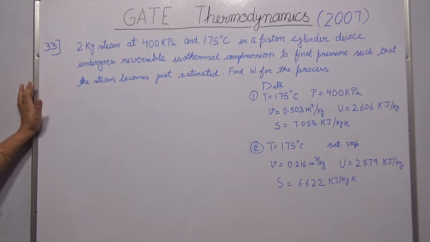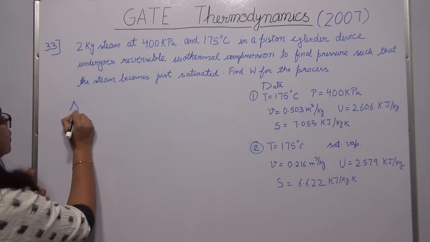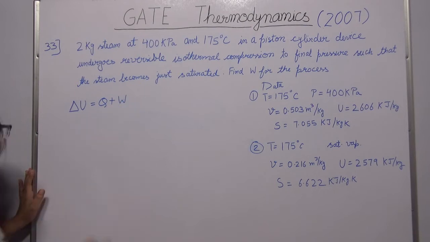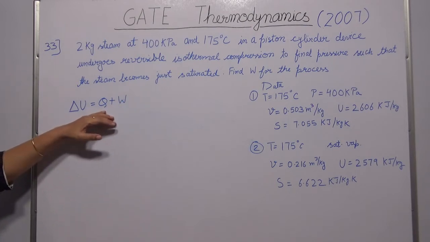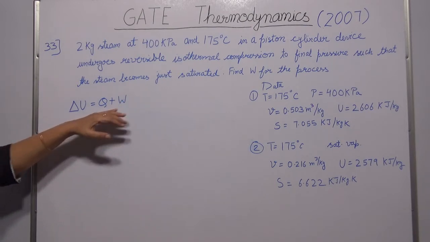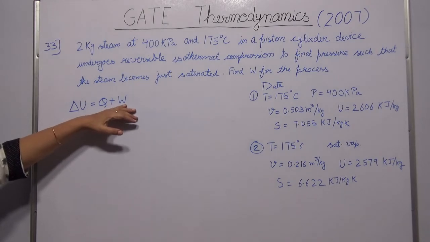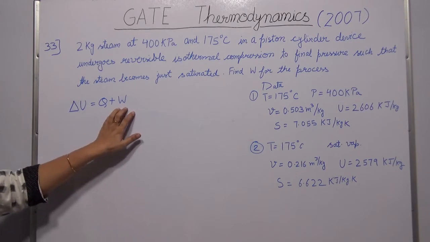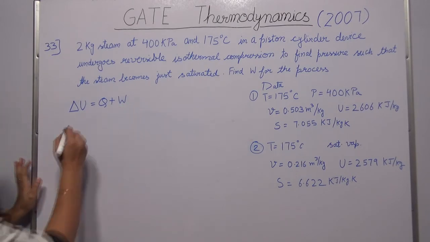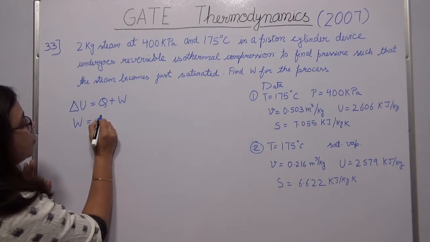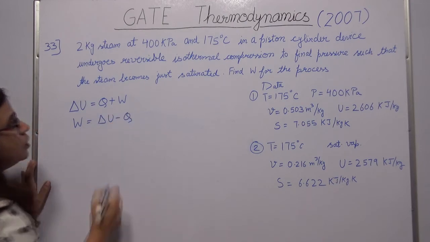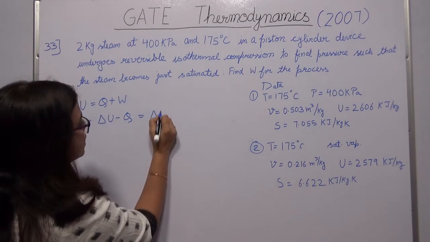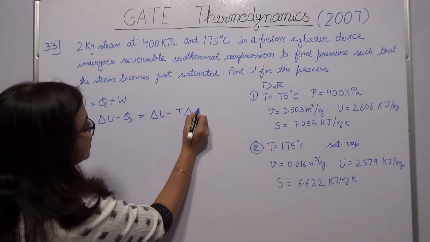Since this is a closed system, I am going to write down my first law, which takes the form delta U is equal to Q plus W, where my sign convention is that heat supplied to the system is positive and work done on the system is positive. Since we are compressing, we are doing work on the system, so I am interested in finding W. Let's rearrange this equation. So W will be equal to delta U minus Q. Since this is a reversible process, I can also write Q as T delta S.